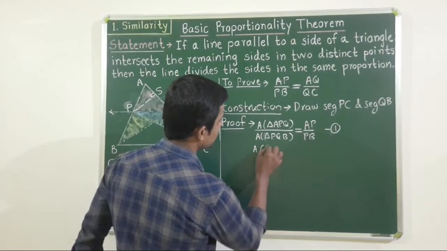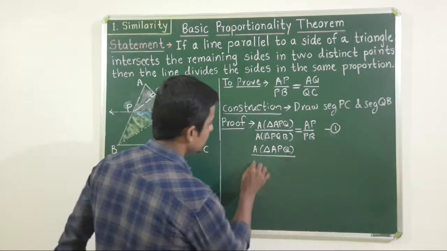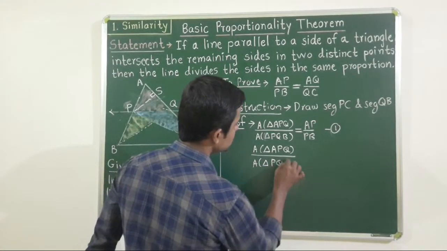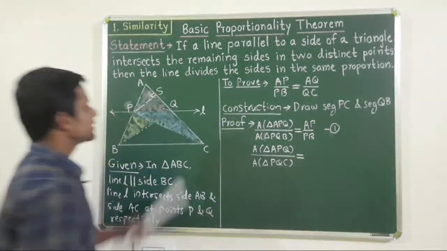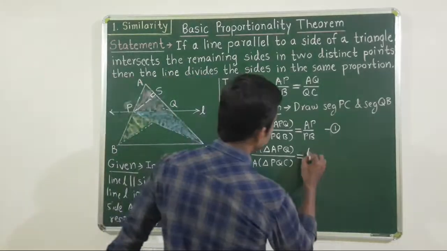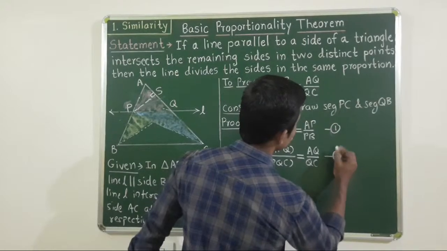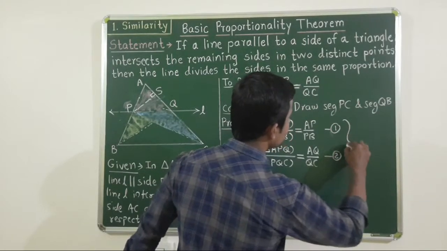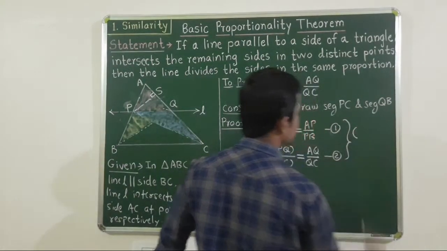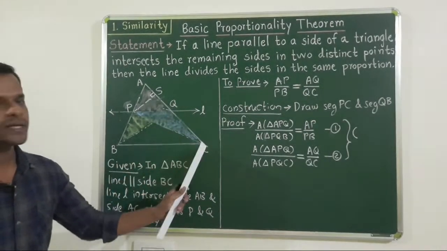That is area of triangle APQ upon area of triangle PQC is equal to ratio of their corresponding bases, that is AQ upon QC. That is statement number 2. And for every statement we have to write proper reason, and same reason for both statements. Therefore I am going to write it once. And what is the reason? That is areas proportionate to bases.